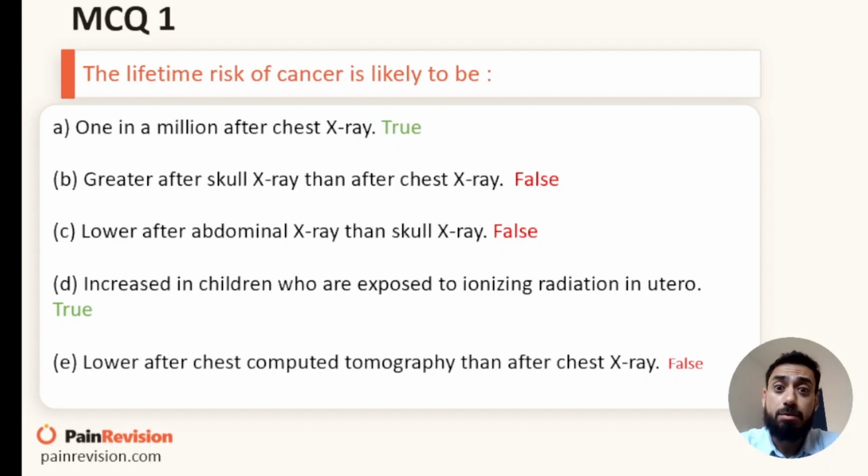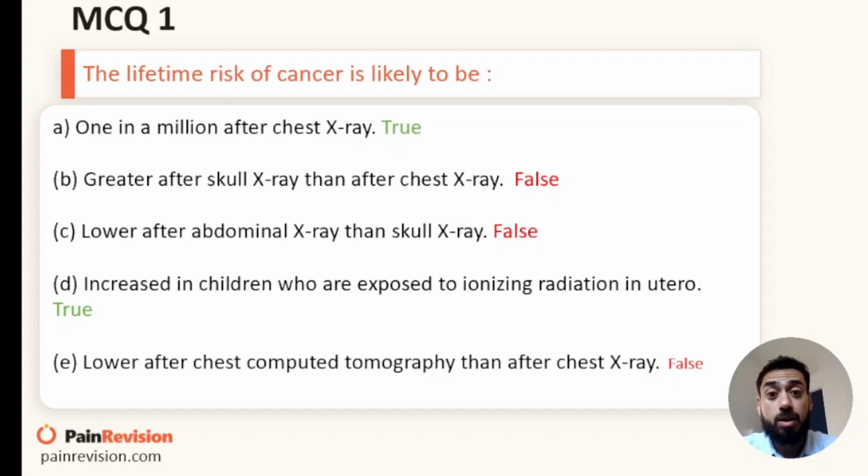Let's go to B. Greater after a skull X-ray than after chest X-ray. Again, if you remember from the first video, the more bones there are in the X-ray, the higher penetration you need, and so you need a higher dose. And so if you have a higher dose of radiation, the probability of cancer is going to be higher, which makes B false just by using your knowledge.